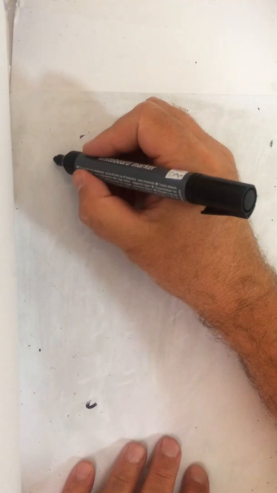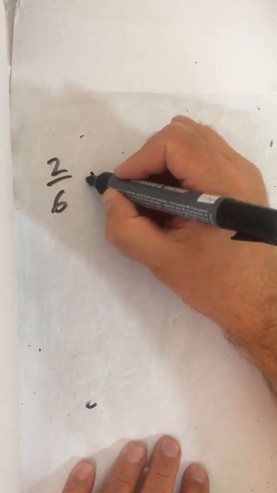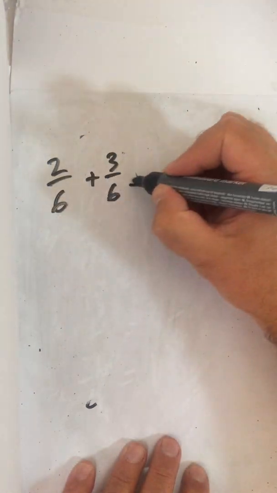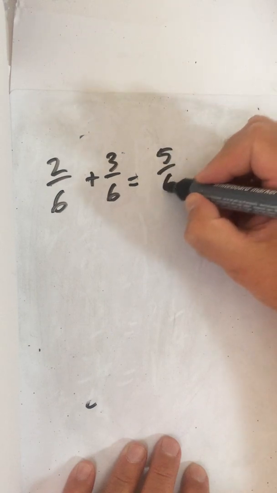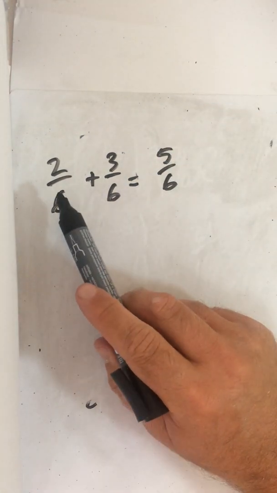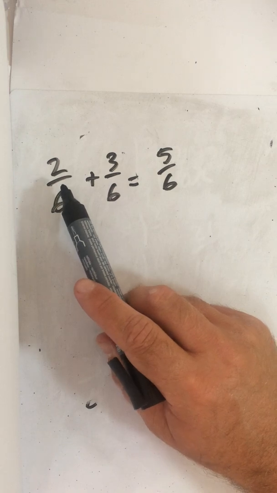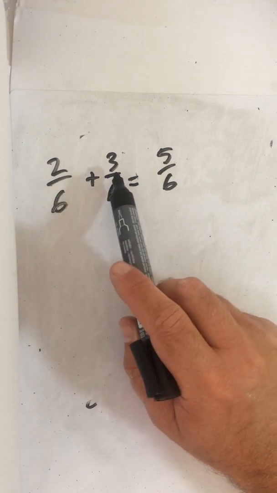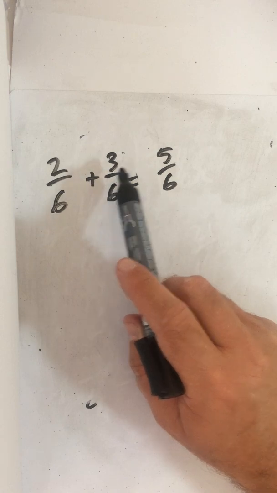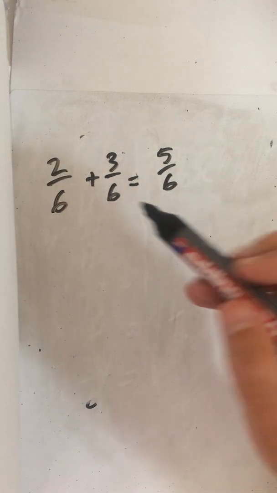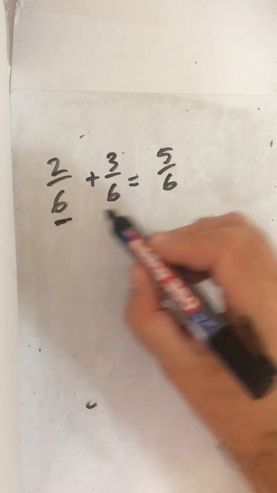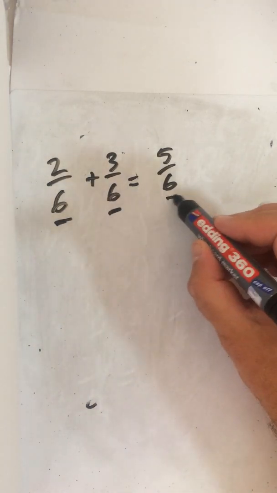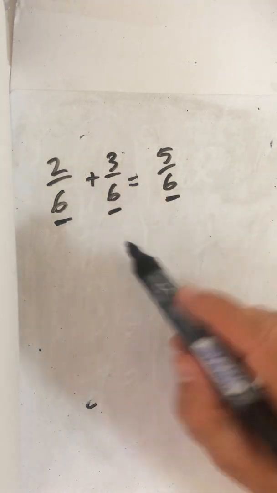Right. Okay. Let's get on to the adding and subtracting. So this is easy. 2 sixths plus 3 sixths equals 5 sixths. If I have 2 sixths, a pizza split into 6 parts, if I have 2 of those parts for lunch, and then I have 3 for dinner, in total I've eaten 5 sixths of a pizza. This is easy because the denominators are the same, the bottom number is the same in our fraction.